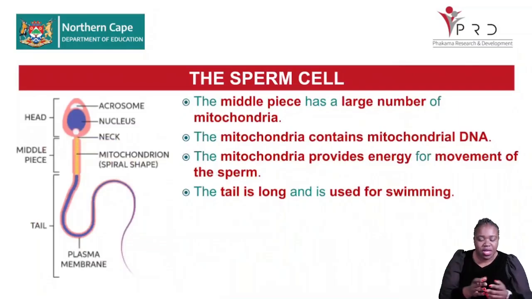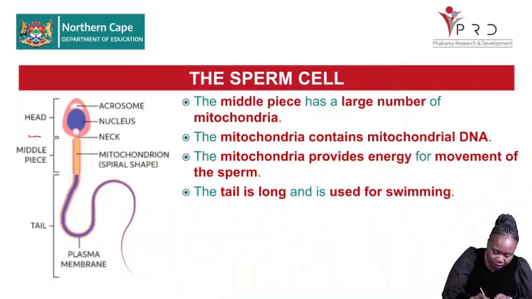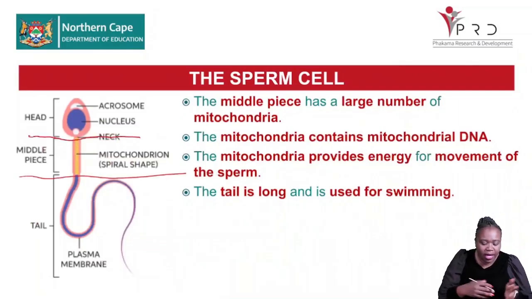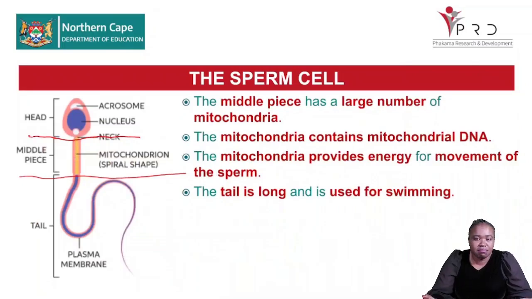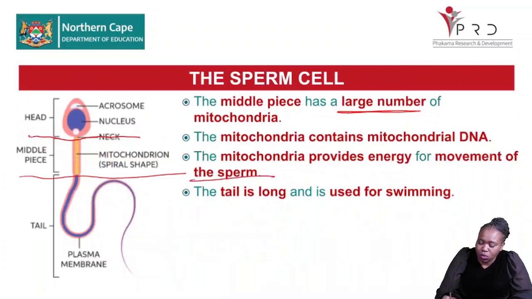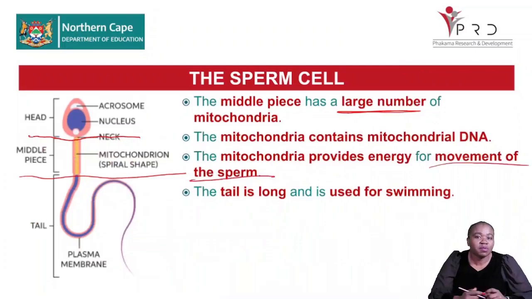Right. Then we have the middle piece, which is what we have right here. And the middle piece is mainly made up of the mitochondria. So it has a large number of mitochondria, which provide energy for the sperm cell, so that the sperm cell can be able to move. So this is mainly for movement of the sperm cell, so that it can swim towards the ovum, right? As soon as it enters the female body.